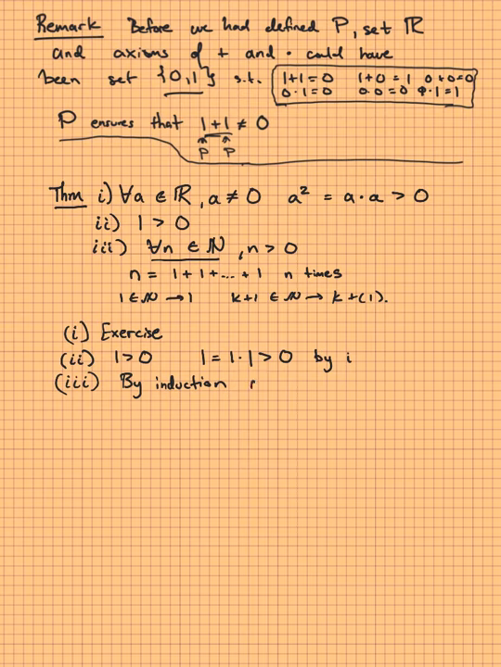Okay, so assume k is greater than 0. Then I have k plus 1. This is a positive element. This is a positive element. So therefore, since positive elements are closed under addition, we get that k plus 1 is positive as well.